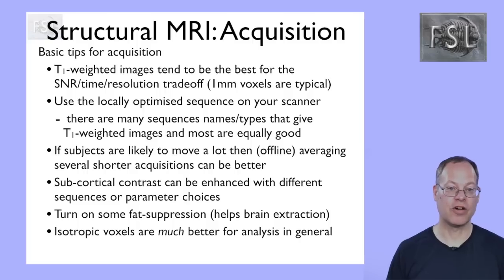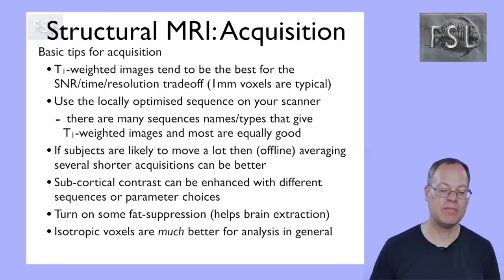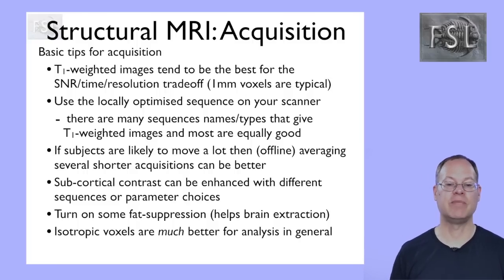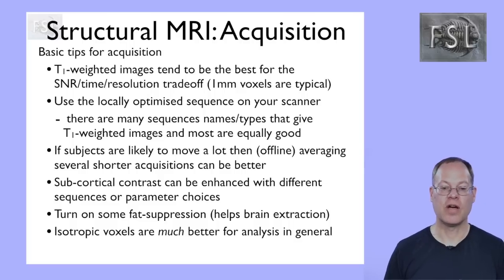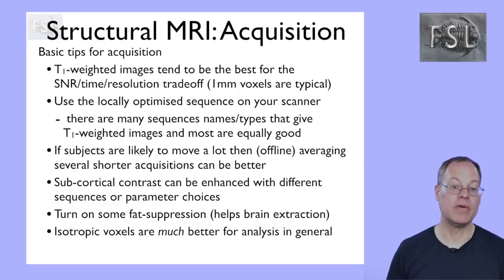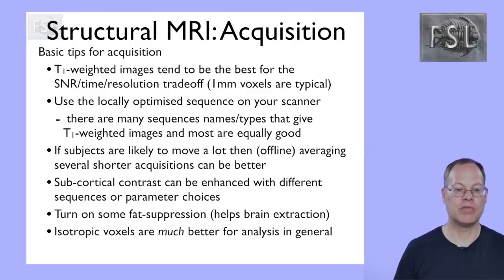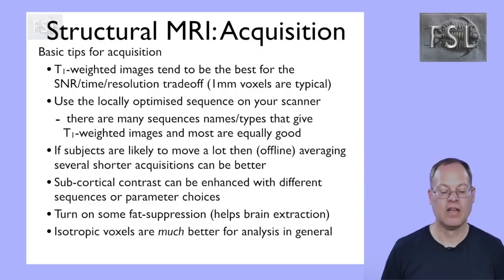Importantly, go for isotropic voxels. By that I mean a voxel size which is the same in every direction. So a 1 millimetre by 1 millimetre by 1 millimetre voxel is an isotropic voxel. It doesn't matter if it's a little bit off, it can be 1 by 1 by 1.1, that's fine. But try and avoid the case where you've got really small in-plane resolution and very thick slices.